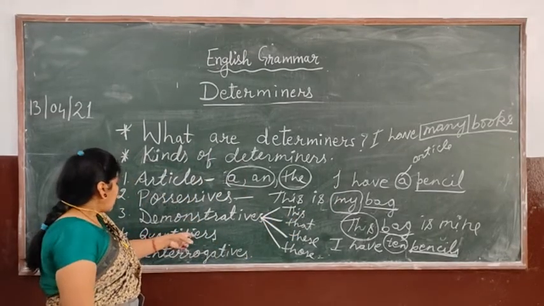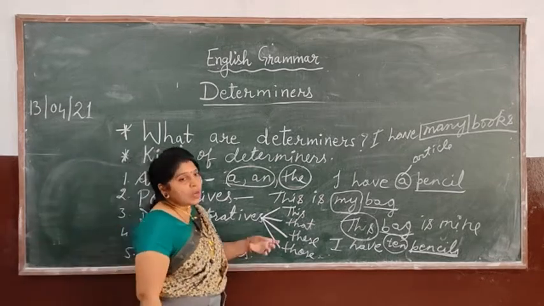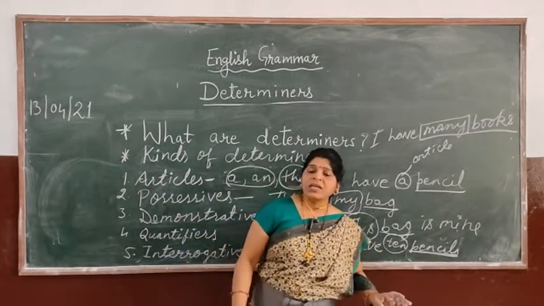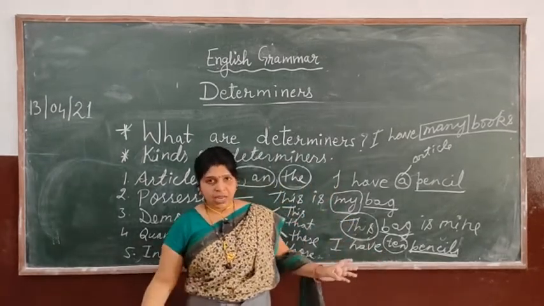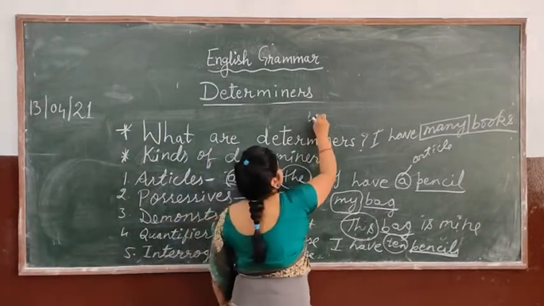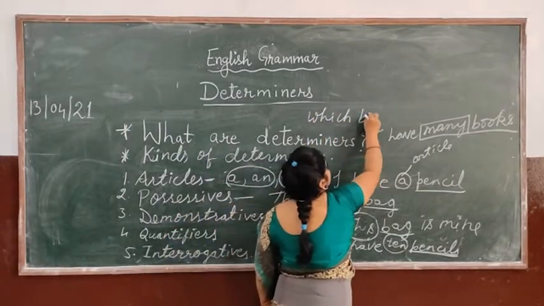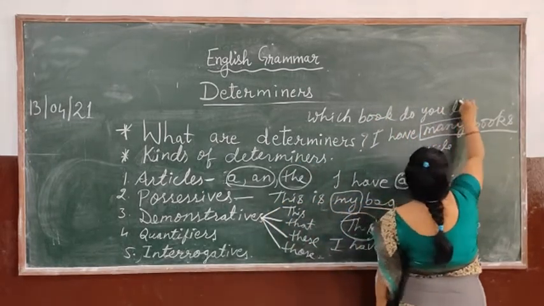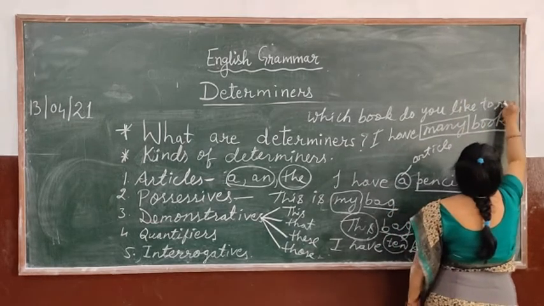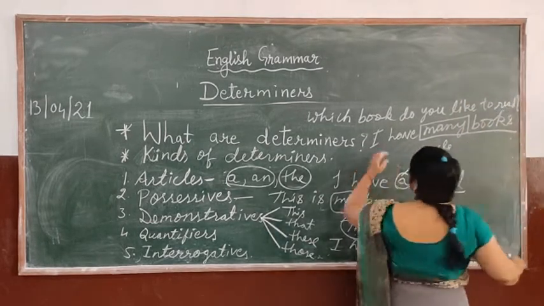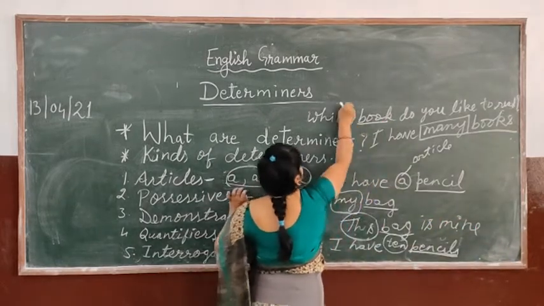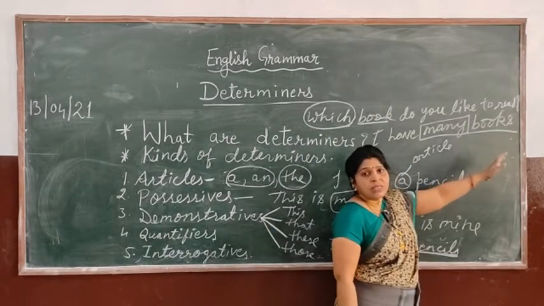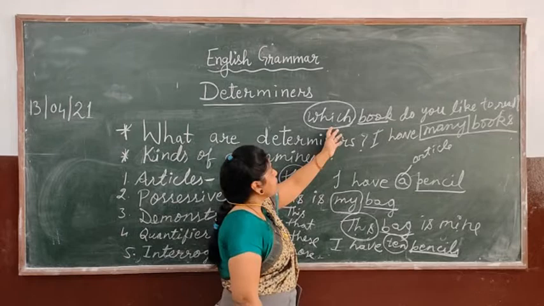Clear? Now the last one is interrogative. What are interrogative determiners? Interrogative determiners are used for asking questions. I'll give you an example: Which book do you like to read? See here. Book is a noun and which is used in the beginning, that means it is forming an interrogative sentence.